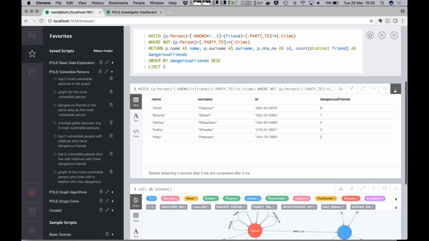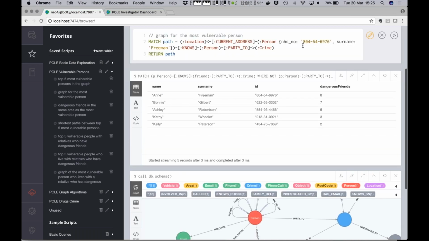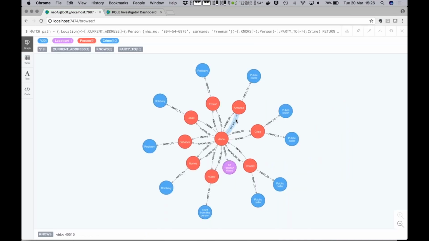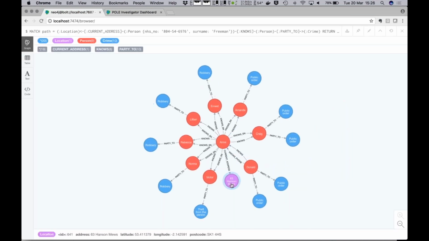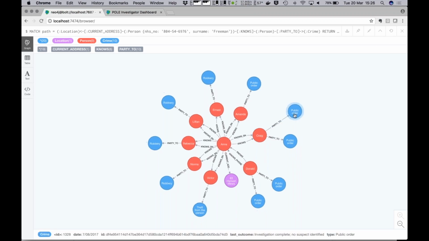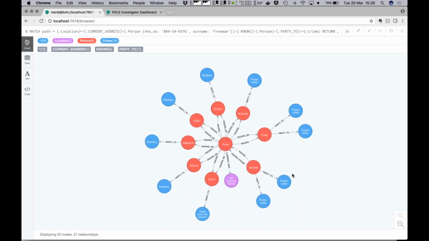So going back to the original set of results, we can now take a look at the graph for the most vulnerable person that we found, Anne Freeman, and just verify visually. Here's Anne. She's not associated with any crimes, but she has this network of friends who are around her, and each of them is associated with a crime. So Craig is associated with some public order offenses. Maybe he likes to get in fights or get a little too drunk at night.